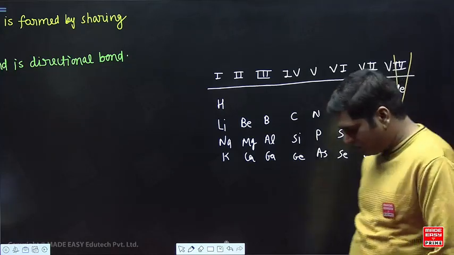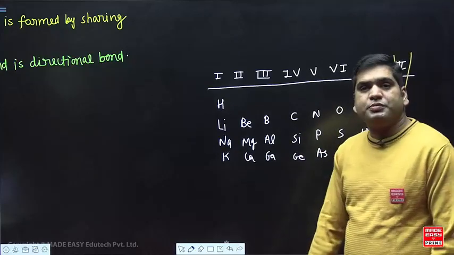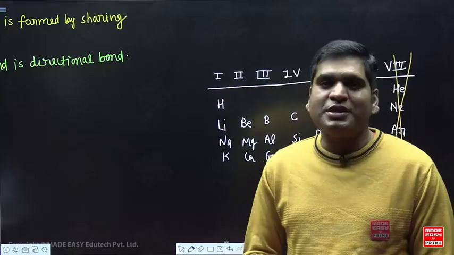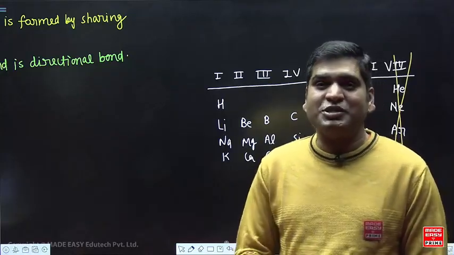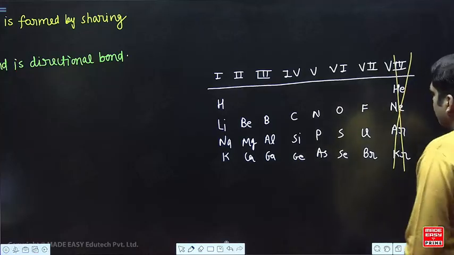Someone was just asking about chemically inactive atoms. All other atoms are chemically active except the 8th group. The 8th group has its octet complete, so they are the chemically inactive atoms. Remaining all the atoms are chemically active, right?